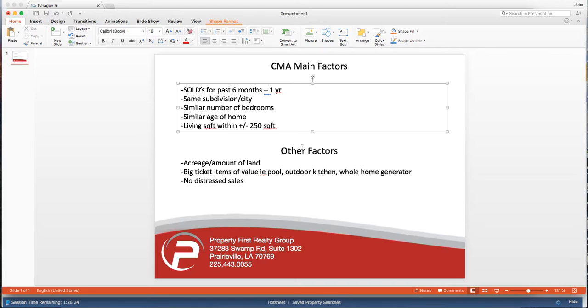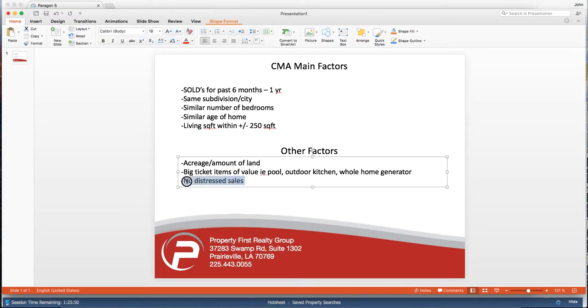Okay. And then some other factors, if you have a very unique property, you want to look at the amount of land, if it's on acreage. And then maybe if it has any other big ticket items like a pool, an outdoor kitchen, whole home generator, high-end appliances, whatnot. The goal of a CMA, unlike an appraisal, is really to just try to get an apples-to-apples comparison. So what you're after is: what does my subject property look like, and I'm trying to find one that looks just like it and what it sold for.